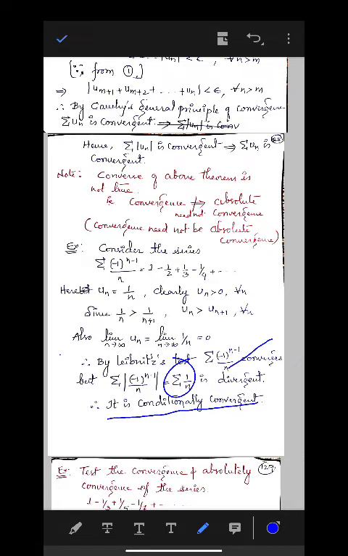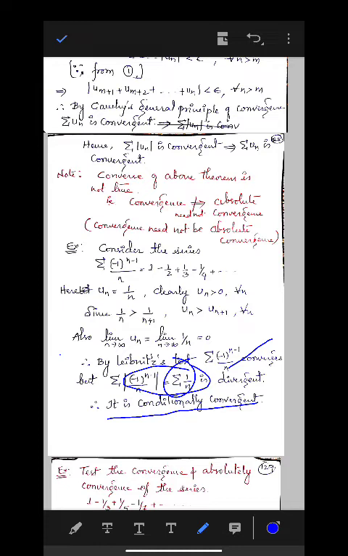Therefore it is conditionally convergent. So it is not absolutely convergent. Absolute convergence means it is not convergent in absolute terms. We have shown it as conditionally convergent. It is not an absolute convergence. So this is how we need to prove the converse of Abel's theorem is not true.